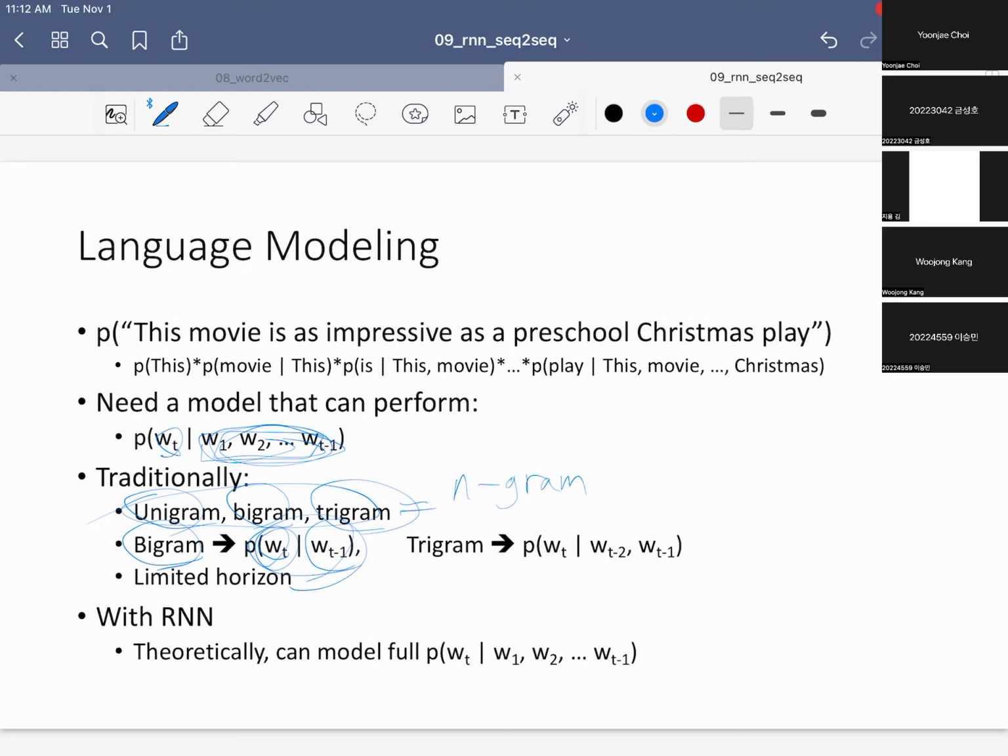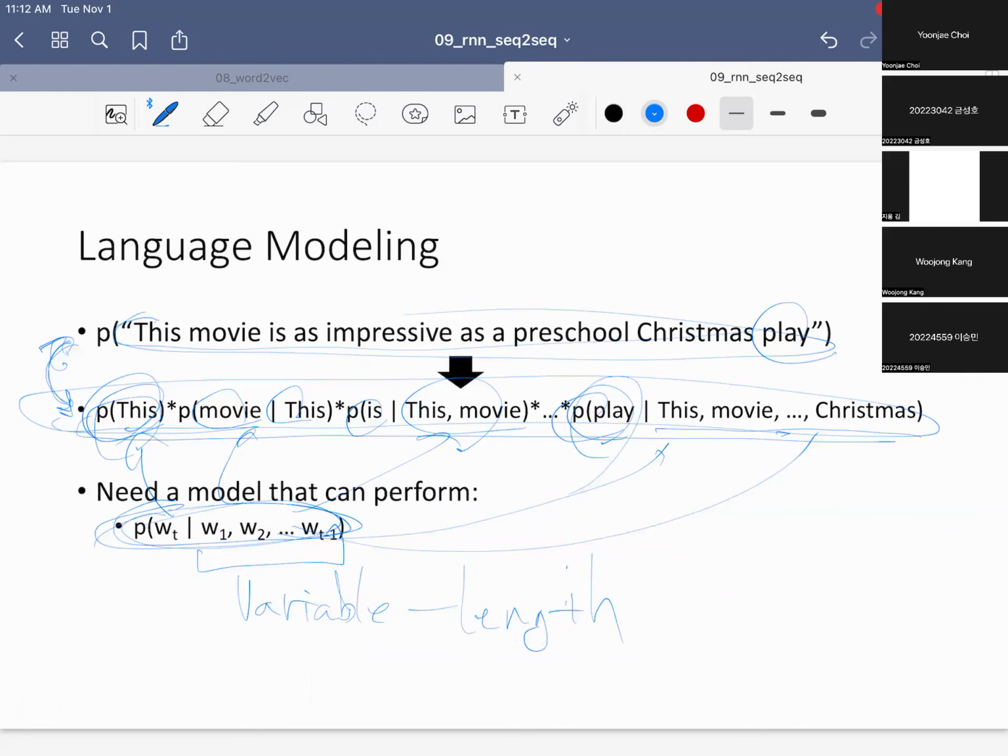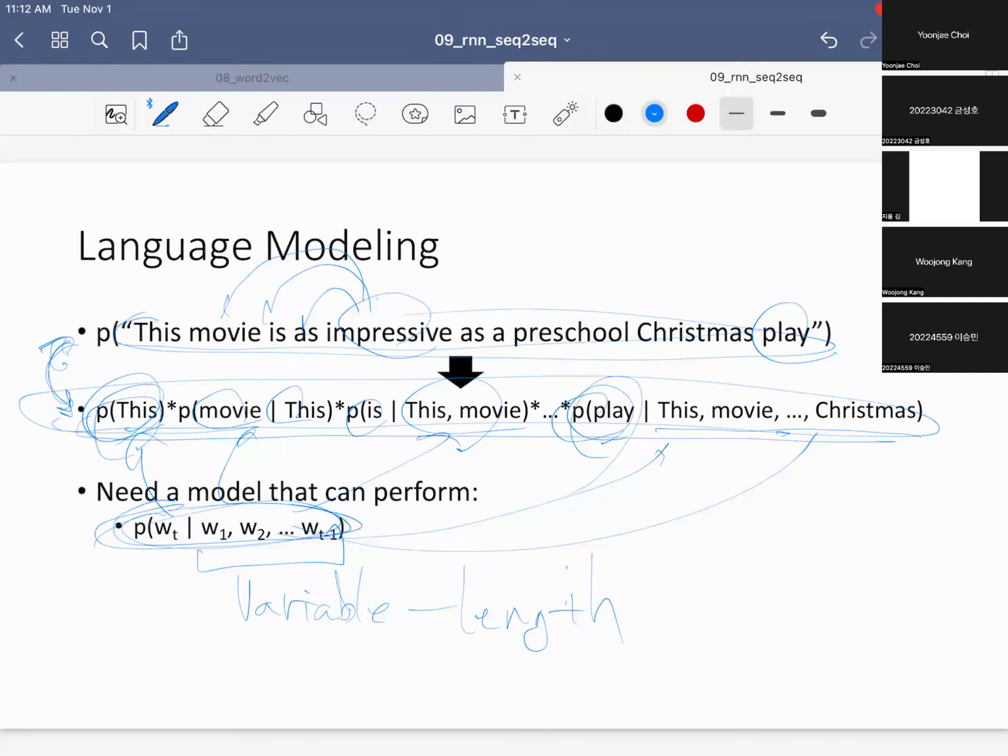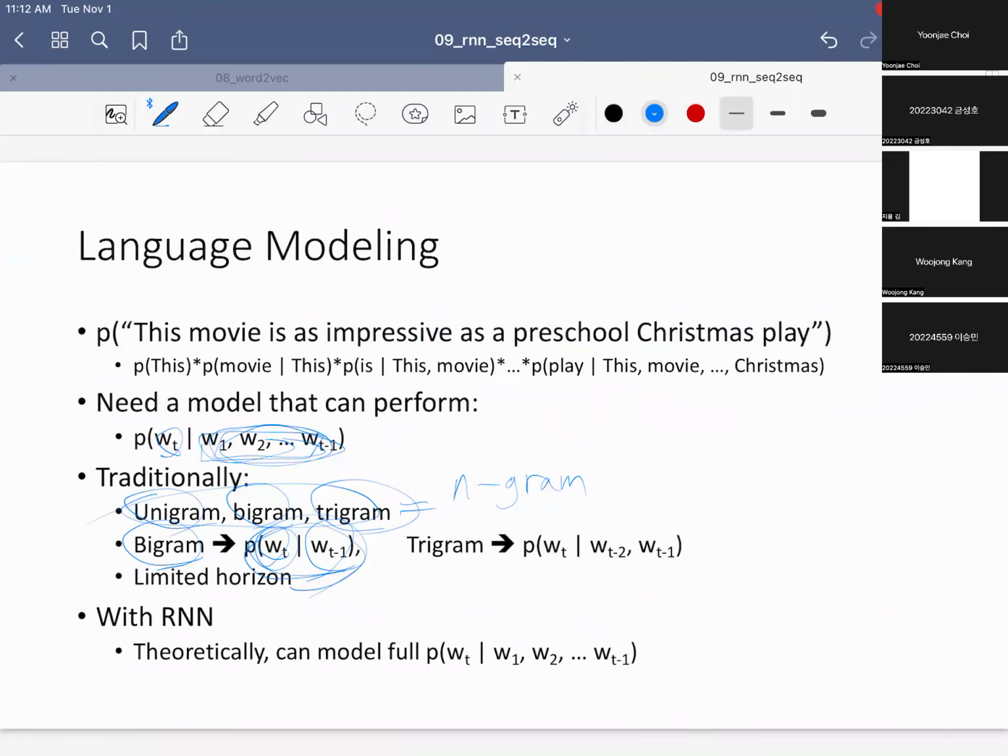It's never true. Usually, in sentences, the dependency goes way back. For example, "impressive" doesn't only depend on the previous word. It depends on "is" and on "movie." So there is dependency two words back and three words back. This very simple assumption is not really realistic, but people used to do it because they didn't know how to handle variable length history. If you do it with trigram, you do a little better with two previous words.